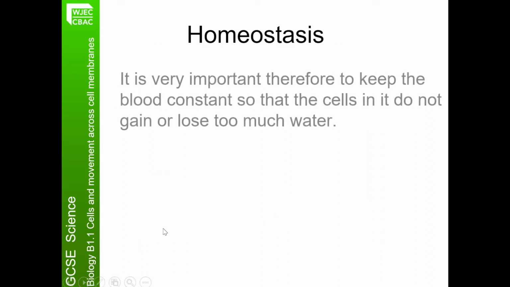So homeostasis is a word that we use that's very important. It's about keeping conditions constant in our body. So we need to keep things like our temperature constant at 37.4 degrees Celsius. We need to keep our water levels constant in our body, otherwise we dehydrate. We need to keep salt levels constant. So it's really important to keep the blood constant so that the cells in it do not gain or lose too much water. So this is what homeostasis means.